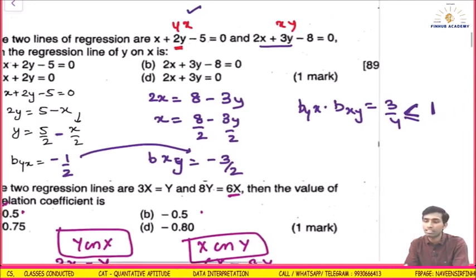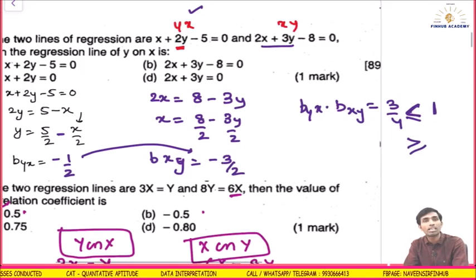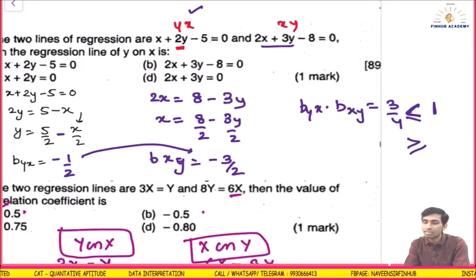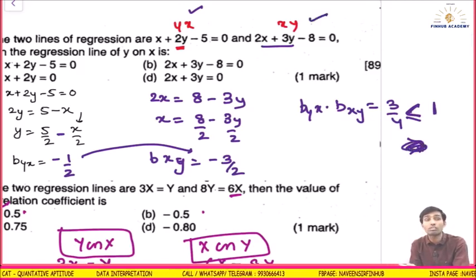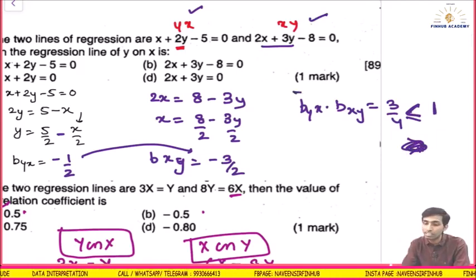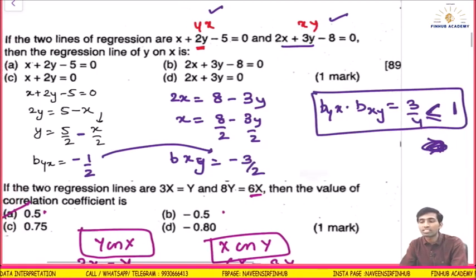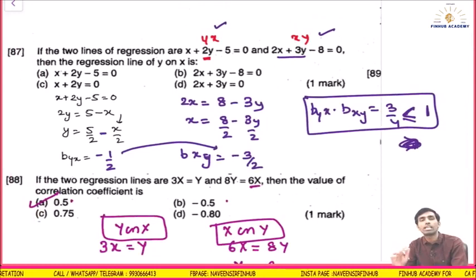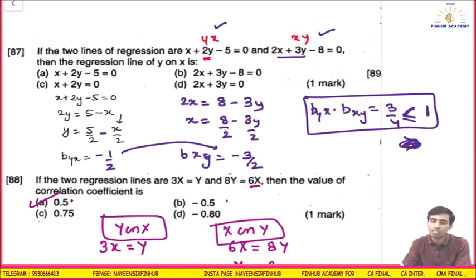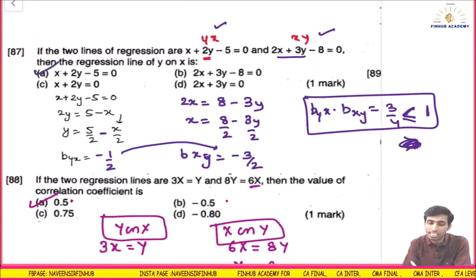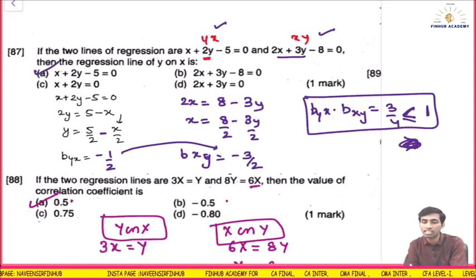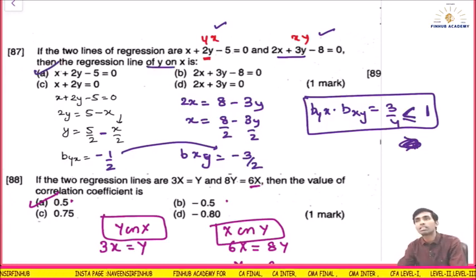If here you get greater than or equal to 1, understood, greater than 1, that means the other equation, which you assumed, x on y is y on x. But here, since when you multiply these two regression coefficients, the product is less than or equal to 1, 3 by 4 means 0.75, which is less than 1. That means your assumption is right. So 2x plus 2y minus 5, A is the option, is y on x, because they are asking us y on x. Understood?